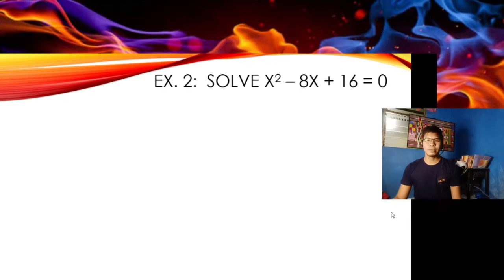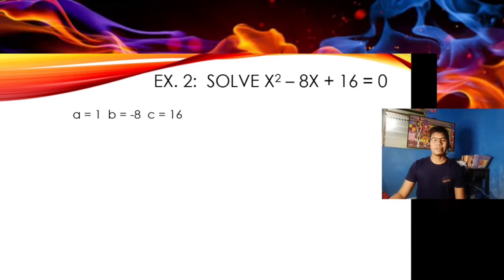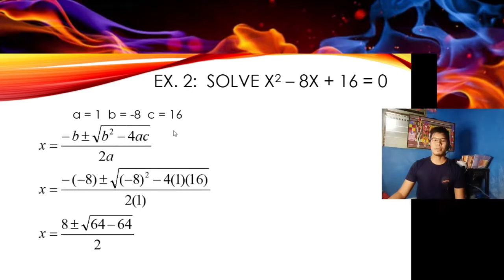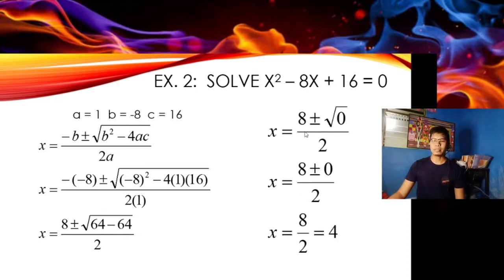So we have x squared minus 8x plus 16 equal to 0. Following the process of solving a quadratic equation using the quadratic formula, we have the values of a, b, and c, which are 1, negative 8, and positive 16 respectively. All we have to do is substitute to the formula. Then by simplification, we'll have positive 8 plus and minus square root of 64 minus 64 all over 2. By that, we have now x equal to 8 plus and minus square root of 0, that's the difference of 64 and 64, all over 2.